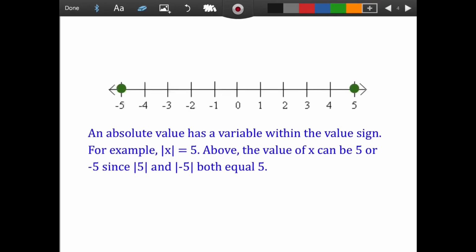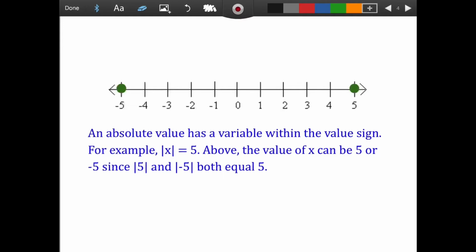So an absolute value equation has a variable within the absolute value sign. For example, the absolute value of x is equal to 5. Above, the value of x can be 5 or negative 5, since the absolute value of 5 and the absolute value of negative 5 both equal 5.